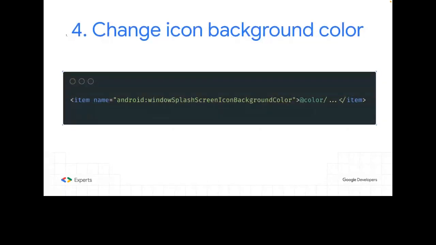The fourth property that we can use is Windows splash screen icon background color. If you want to add a custom background color for your icon, you can use this property, and then provide the color value, maybe using the resources from your colors, or if you have a hard coded color value, you can specify that in your themes. These are the properties that you can add into your theme for Android 12 or higher.